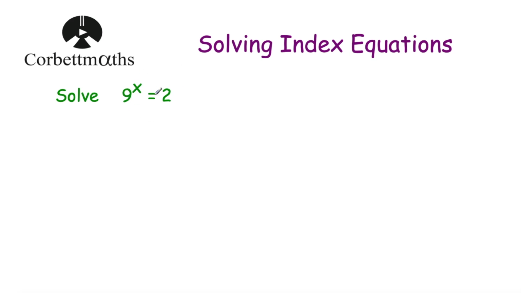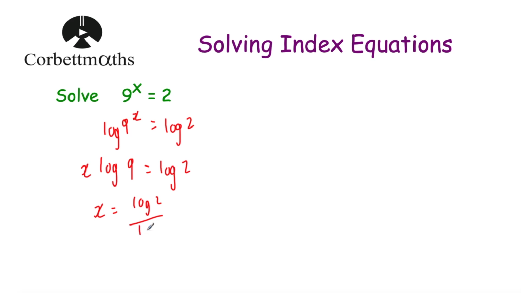So let's take the logs of both sides of this equation. So the log of 9 to the power of x would be equal to the log of 2. Now let's bring our power down. So we've got x log 9 is equal to log 2. And then finally, let's divide both sides of this equation by log 9. So we're left with, on the left hand side, x. And on the right hand side, we'd have the log of 2 divided by the log of 9. So let's work out what that is. If we take our calculator and we do the log of 2 and we divide that by the log of 9, that's equal to 0.315464878.